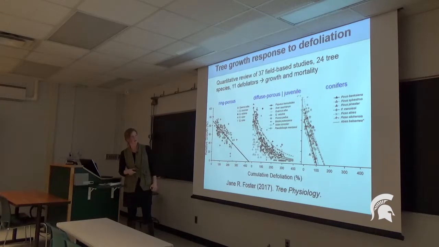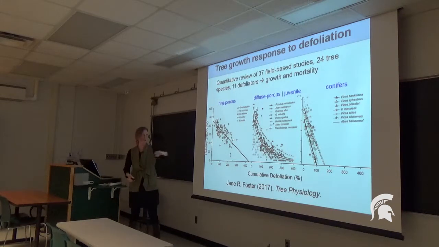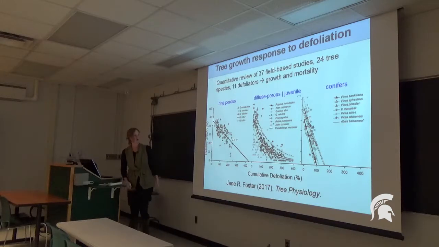And then the conifers, which are storing so much of their energy and their reserves in their leaves, if they're defoliated, what we saw is most of them shut down growth completely between 100 and 150%. So up to 2 years of defoliation, if you think of it.